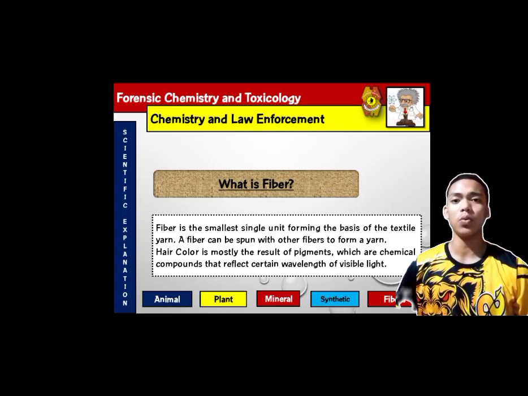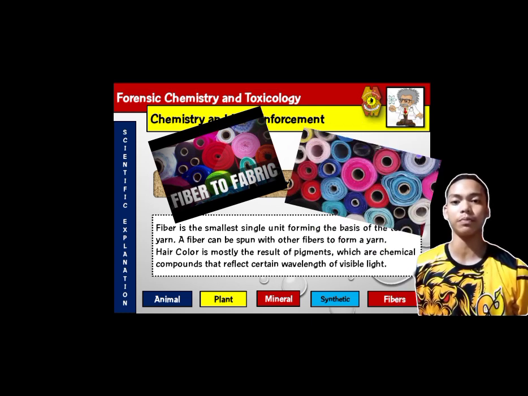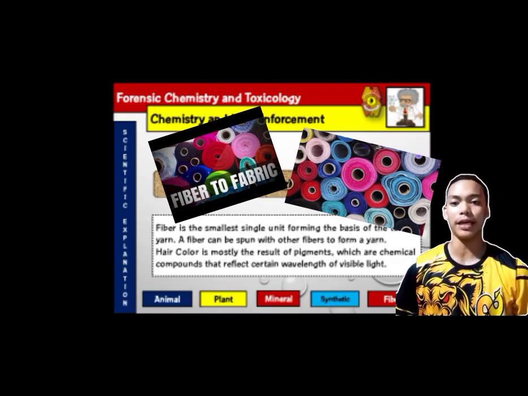So first, what is fiber? Fiber is the smallest single unit forming the basis of the textile yarn. Fiber can be spun with other fibers to form a yarn. Hair color is mostly the result of pigments, which are the chemical compounds that reflect certain wavelengths of visible light.